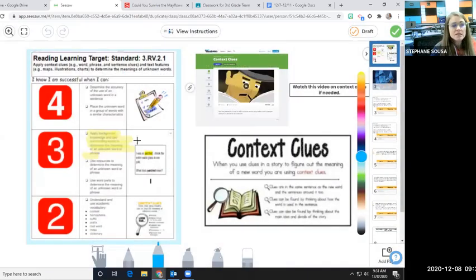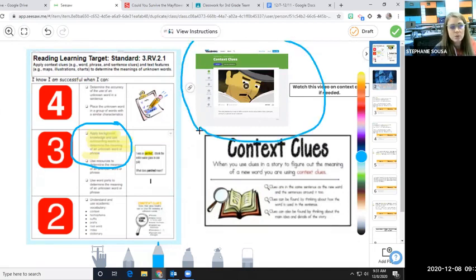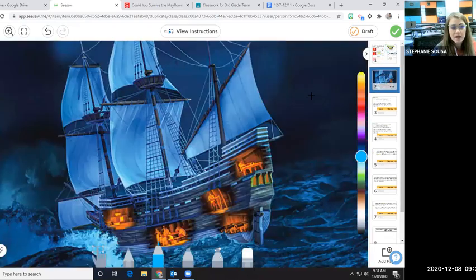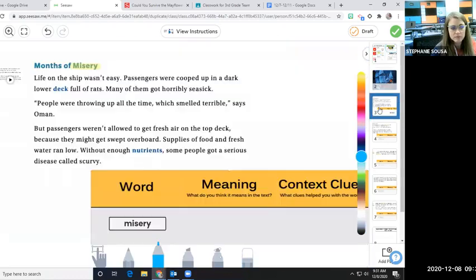Okay. Slide 1 again has our goals. We are working on applying background knowledge to determine the meaning of unknown words and phrases. If you feel like you need some extra practice during independent work time, you can watch the context clues vocabulary, but we're not going to do that right now. Slide 2 is a link to the article. So if you need to get to the article, when we get off, you've got a link right here to get you right back there.